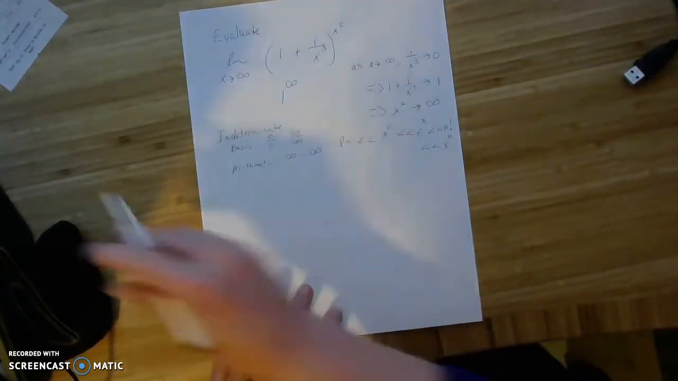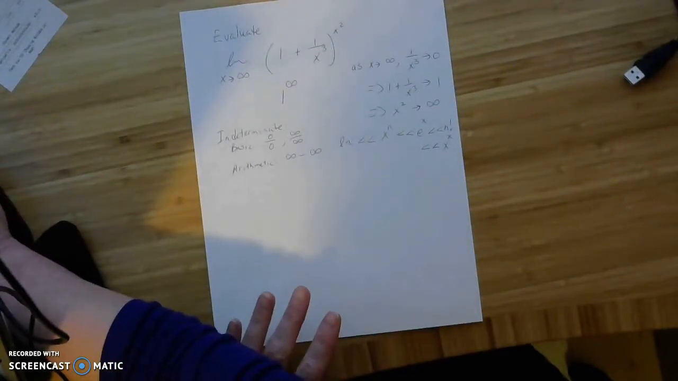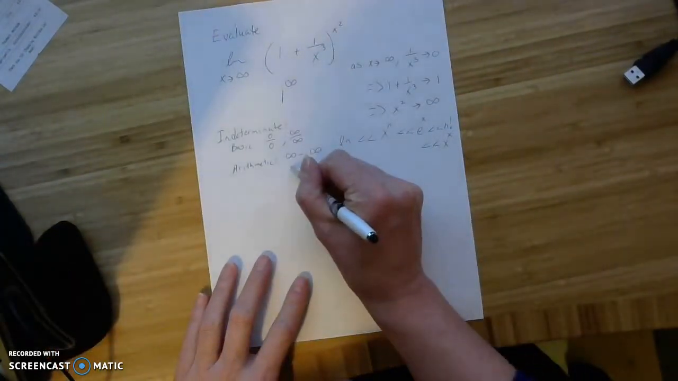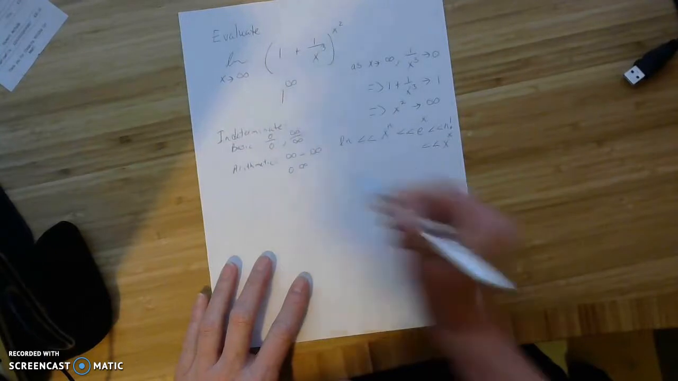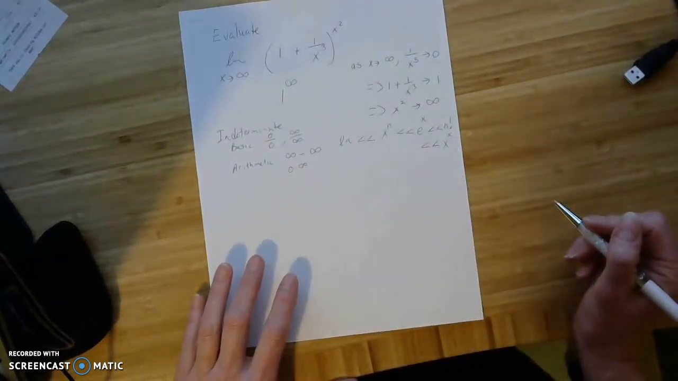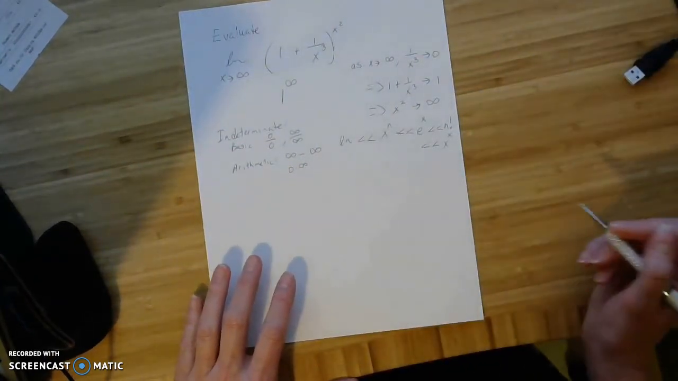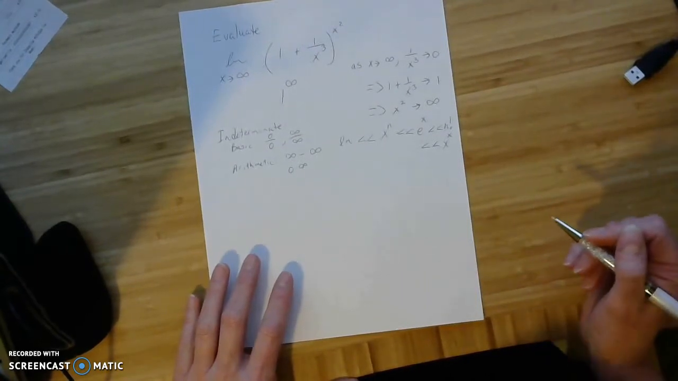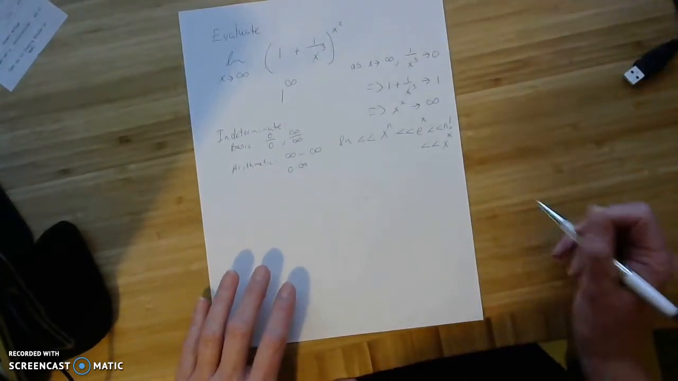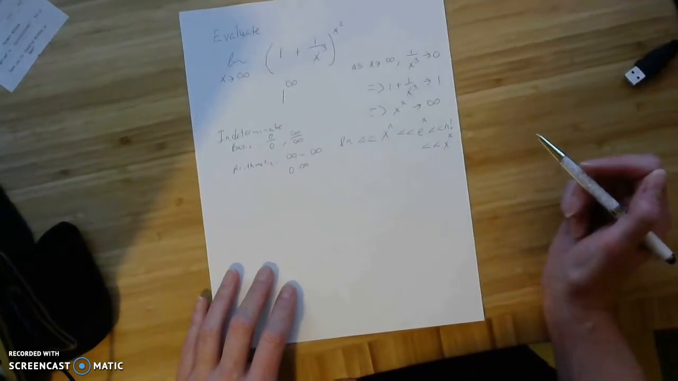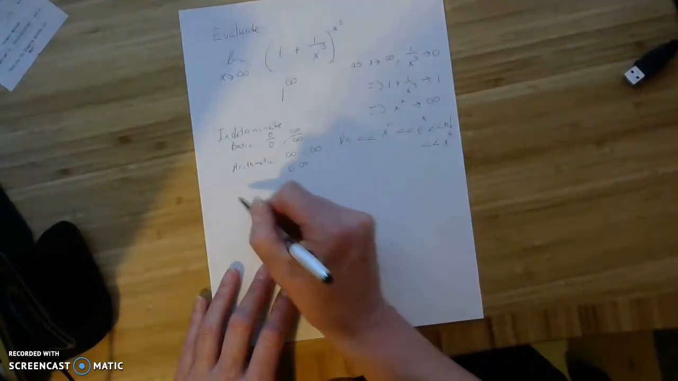And then we have another arithmetic form, that is zero times infinity. We don't know which way that's going to go. So zero times infinity, is it zero or is it a number? Or, well, again, it depends on the size of the functions involved. So that's one of our forms.